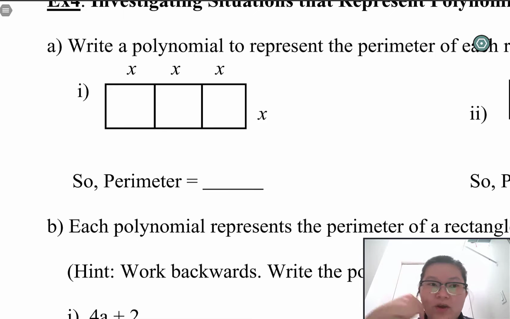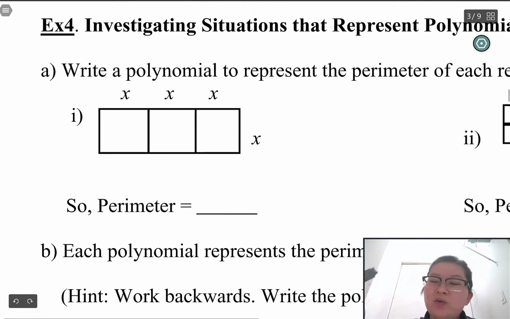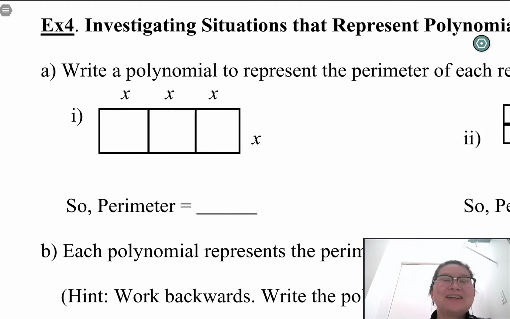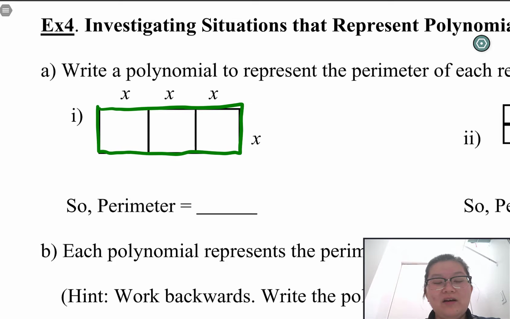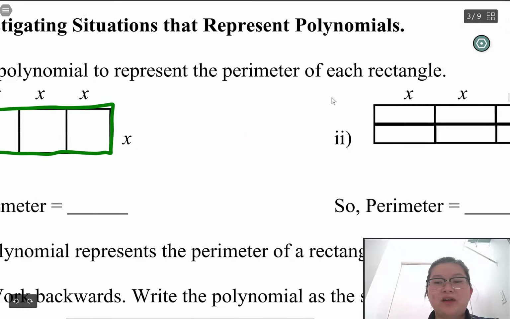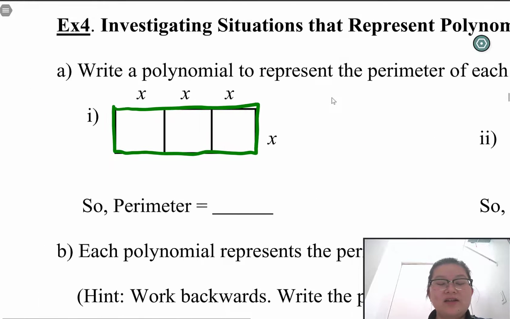So the reason why I want to do these problems is just to remind us what perimeter is. Okay, so perimeter is the total length of an outside of a shape. So for this shape here, it would be the length of all of the sides combined. So what that looks like is, if we want to write a polynomial to represent the perimeter of each rectangle, then let's take a look.